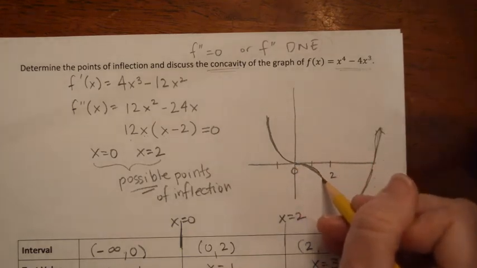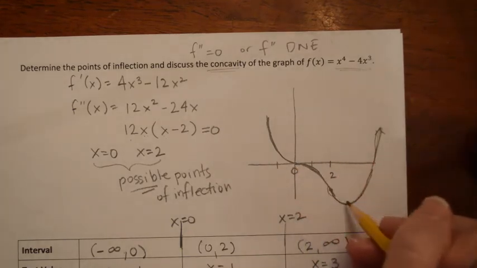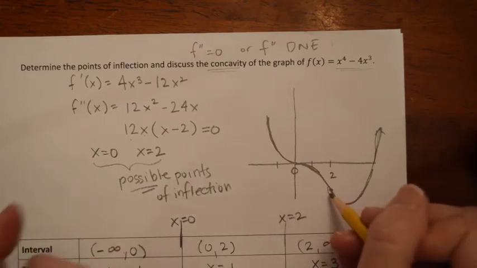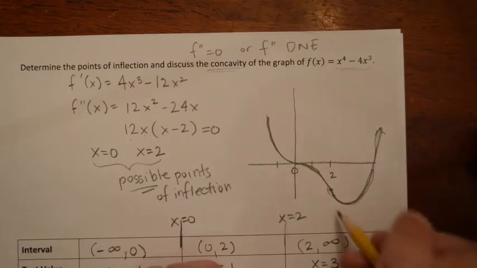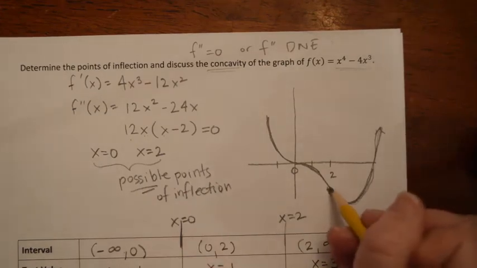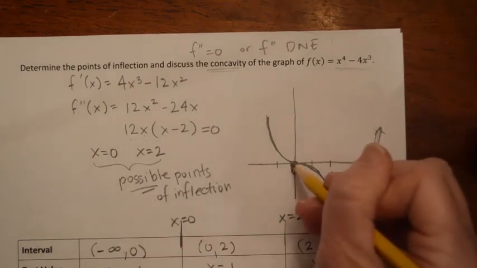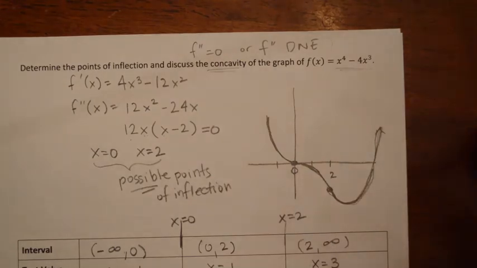So here it's down. It's still decreasing, but it's not about whether it's increasing or decreasing. It's whether it's curving up or curving down. So right here it's curving up, and that then is our other point of inflection. So these two right here are where the concavity of the graph shifts.